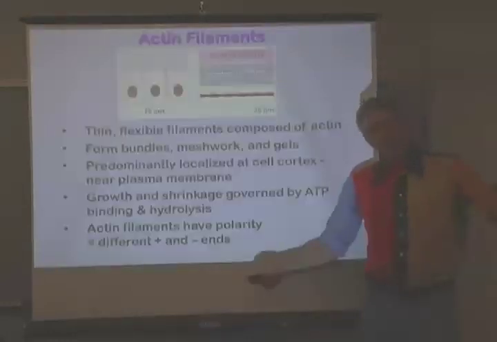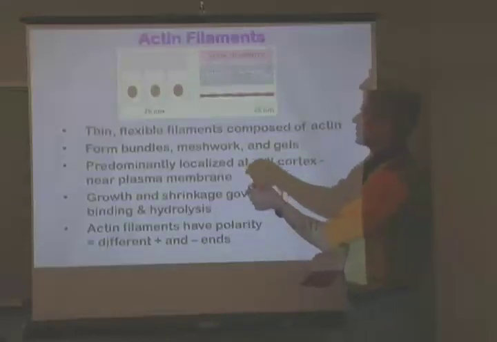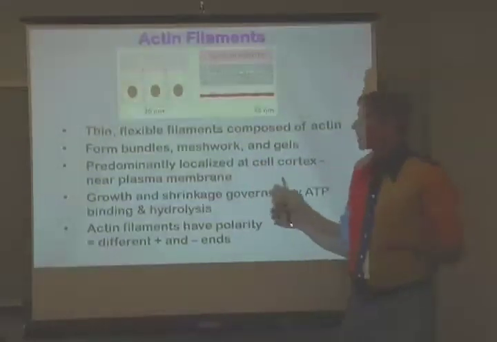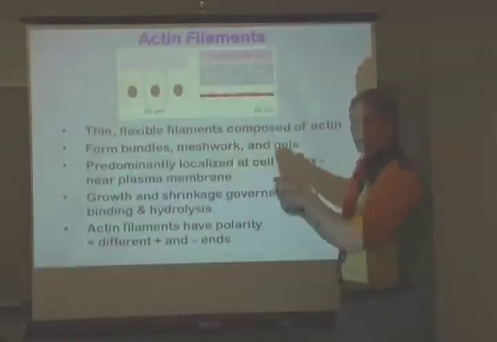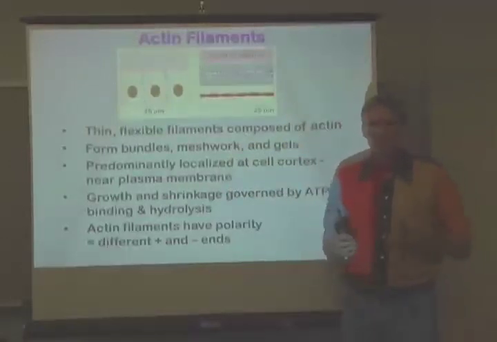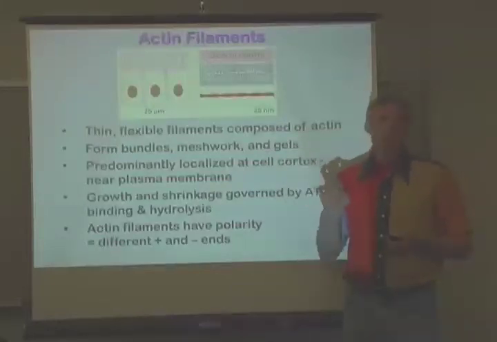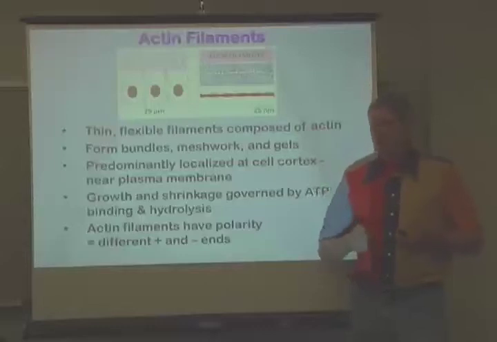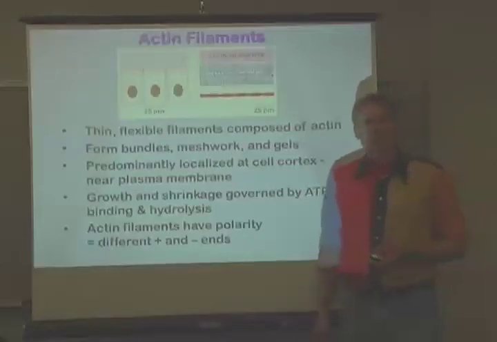Cytokinesis involves actin filaments. Let's talk about actin filaments. These are flexible filaments. They're throughout the cell, but they're concentrated in the cell cortex. So here's a polarized epithelial, three cells, and the actin filaments are concentrated around the cell cortex, the outside of the cell. They form bundles, meshwork, and gels, and they can be branched, and they're really highly dynamic. So they grow and shrink, and their growing and shrinking is governed by our old friend ATP, binding and hydrolysis.